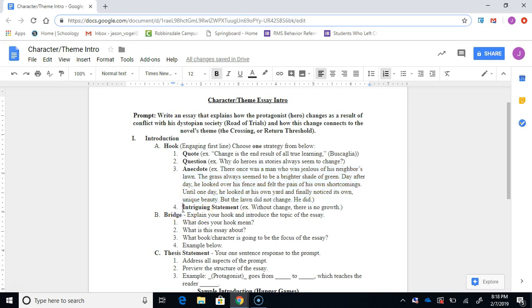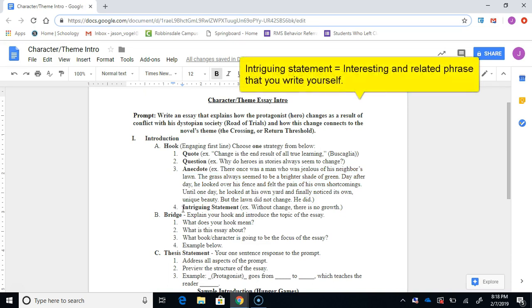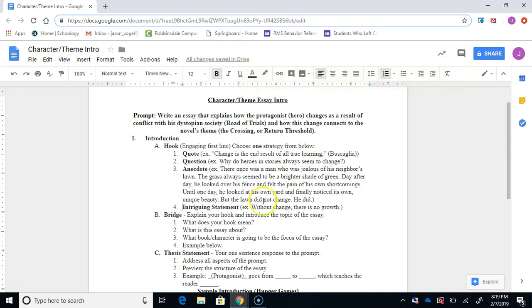The final option for hooking your reader is to use an intriguing statement. Much like a question, it should be both interesting and related to your topic, but in this case, it is not a question, it is a statement. So my statement example is, without change, there is no growth.